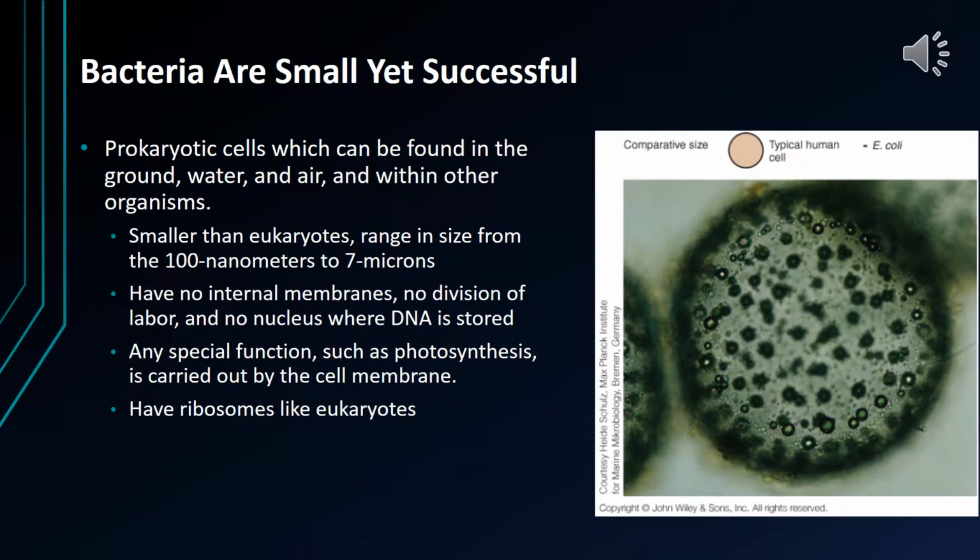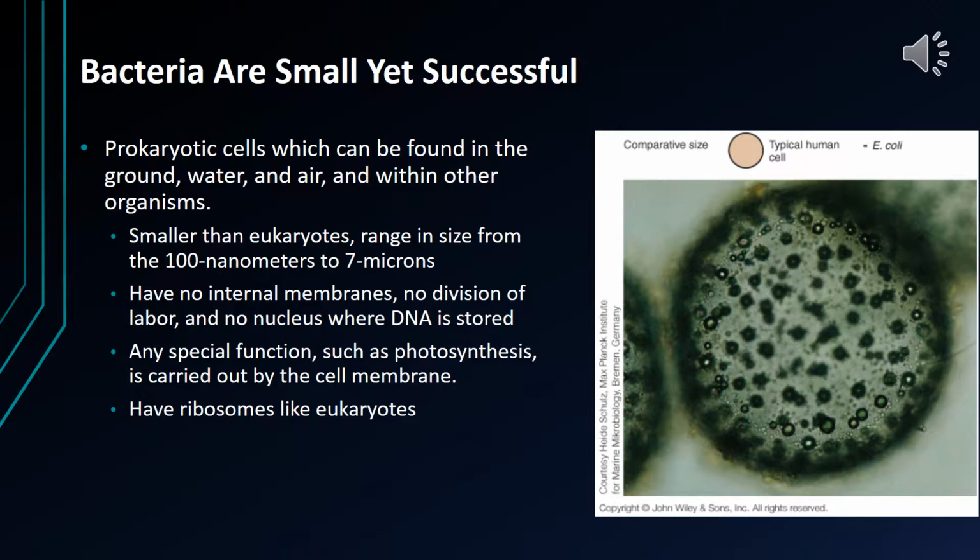So we've covered bacteria and prokaryotic cells a little bit in the previous modules, but in this section we're going to go much more in depth, so only a small portion of this is actually review. Bacteria are prokaryotic cells which can be found in the ground, water, and air, and within the bodies of other organisms. In fact, there are much more bacterial cells living within our body than our actual body cells, and over 700 different species of bacteria live in our large intestine.